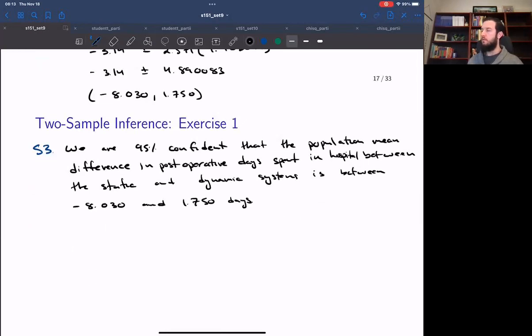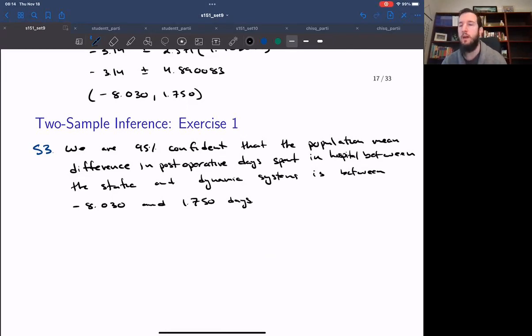All right. Not my best conclusion, but we have pretty much the same opening part. So we are whatever percentage interval we're studying. So we are 95% confident in this case. Then we're talking about the population mean difference. So we're talking about the difference between the days spent in hospital on each system. So the second part of the statement is trying to illustrate the variable that's of interest to us. So we are 95% confident that the population mean difference in post-operative days spent in hospital between the static and dynamic systems is between negative 8.03 and 1.750 days, which is a pretty wide range.